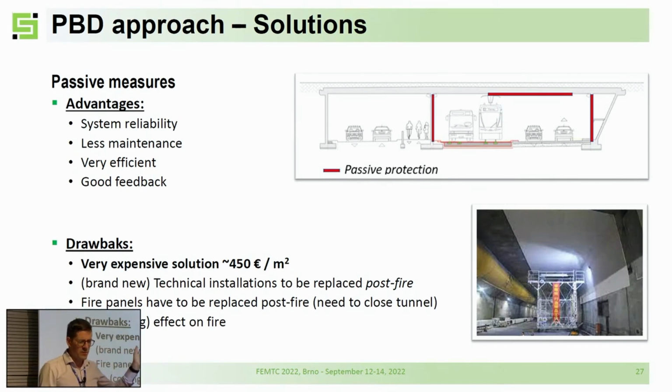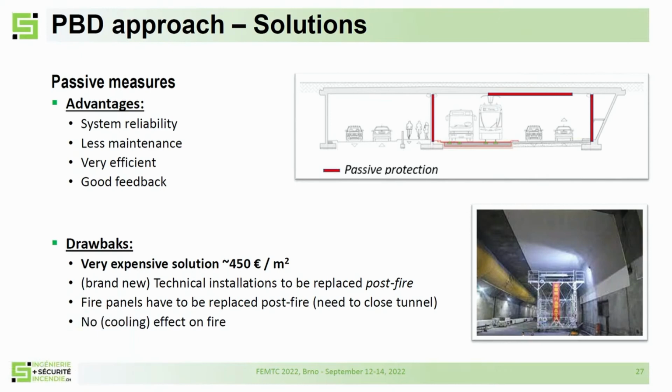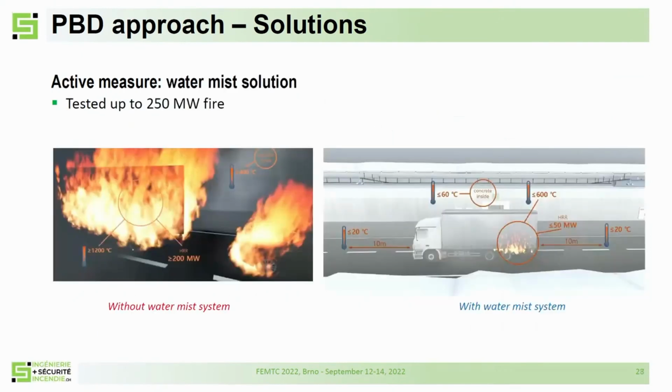The drawbacks: it's a very expensive solution, about 450 euro per square meter. In a 500 meter tunnel, you can calculate easily that it will cost more than 3 million euro to install. If you have a fire, all the technical installations from the tunnel that will be replaced next year have to be replaced again in case of fire. And all the fire panels that have been damaged have to be replaced. And you have no cooling effect on the fire.